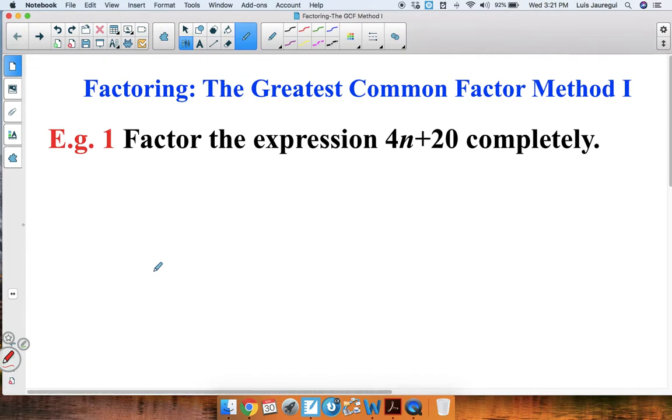Welcome to this video on factoring. We'll be focusing on the greatest common factor method, part 1. Let's take a look at the first example. Factor the expression 4n plus 20 completely.